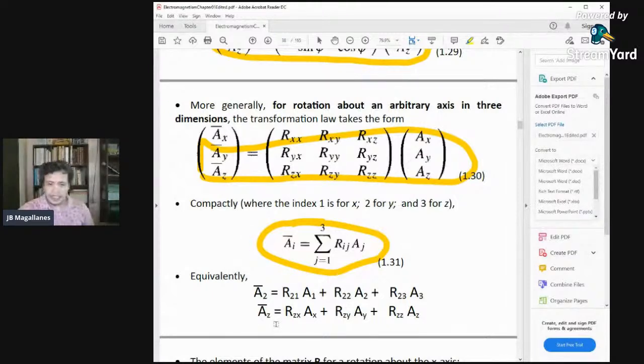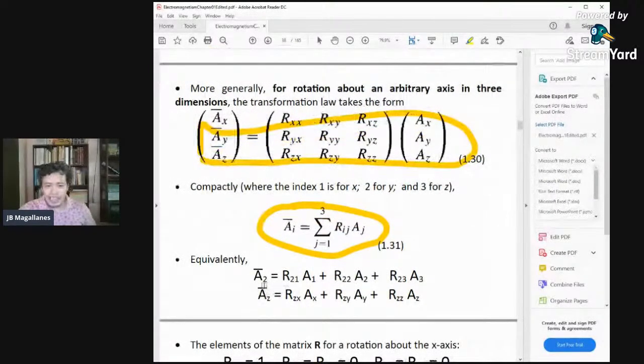So in this case, if you want to find A2 bar, this is 2, so this would just be equal to, you add all the three components. So R21 A1 plus R22 A2 plus R23 A3. Or if you want to retain the XYZ labeling, so if you want to find AZ bar, this is just equal to RZX AX plus RZY AY plus RZZ AZ. So that's just what it means.